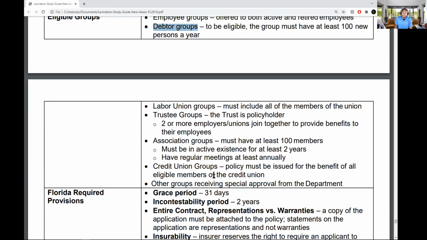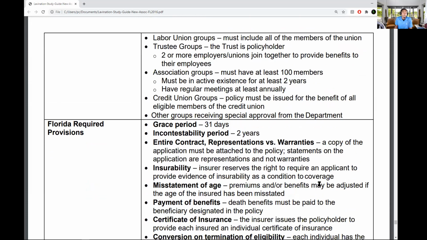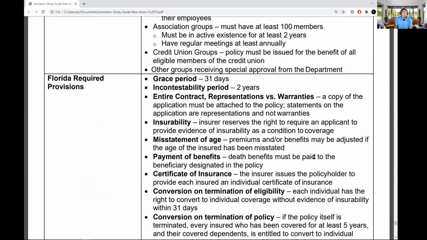Now, credit union group policy must be issued for the benefit of all eligible members of the credit union. So sometimes you go to the bank, you open an account in a credit union, and sometimes they offer you free coverage because they give it to everybody else. They put you inside a group. Or a group receiving special approval from the department can also be part of it. All right. So there's some good stuff.